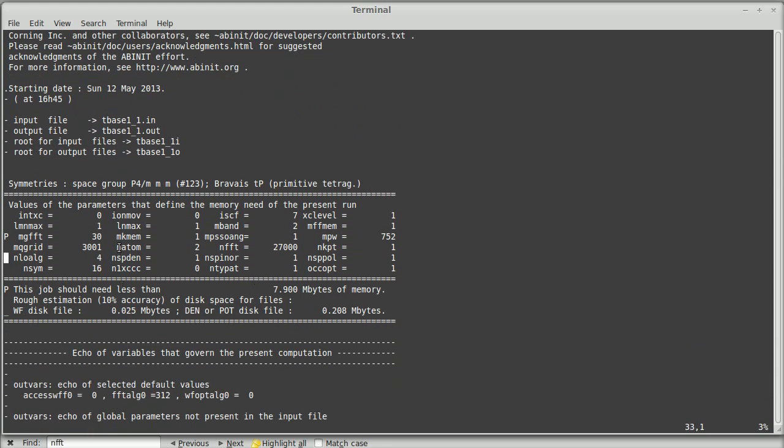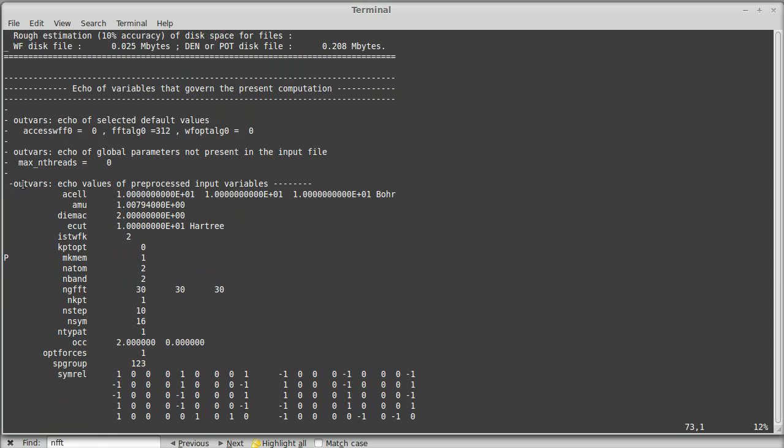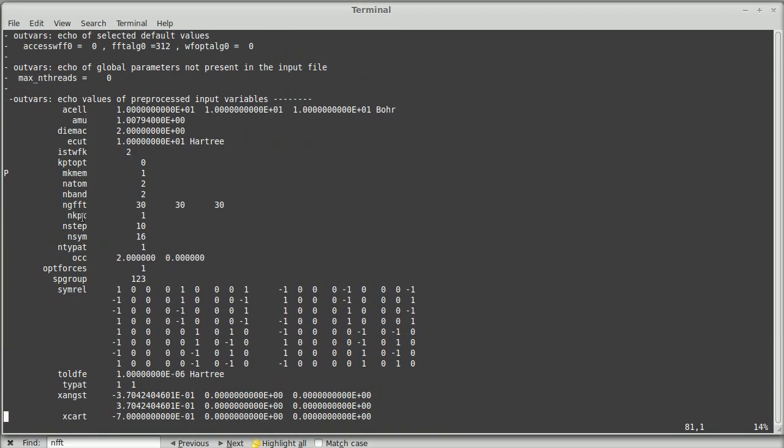You have the number of atoms that is reported, 2 atoms, the number of FFTs, the fast Fourier transform, and the number of k-points. This is important: the maximum number of plane waves. This value was set with the ecut parameter and the acell, so it's a combination of both. It will give you the maximum number of plane waves you have. This is the maximum number of bands. Then it will give you an estimation of the memory required, and then it will output all the variables you have inputted. It will also add the values of the input variables that you didn't set but that were taken as the default.